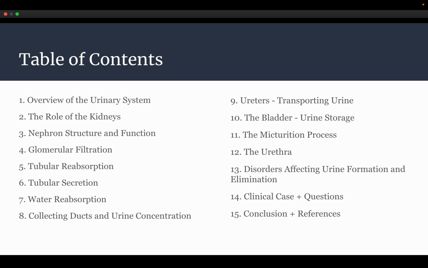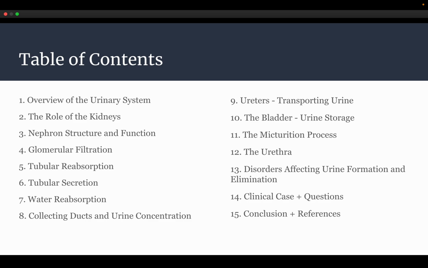First, we will start off with an overview of the urinary system. Following this, we will look at the kidneys, the nephrons, and then the glomerulus and the Bowman's capsule. Two parts of the nephron which assist in filtration, the first step of urine formation. From there, we will move on to the subsequent parts of the nephron, including the proximal tubule, loop of Henle, distal tubule, and the collecting duct. These parts assist in tubular reabsorption, tubular secretion, and water reabsorption, which all affect the concentration of urine and are all parts of the final steps of urine formation.